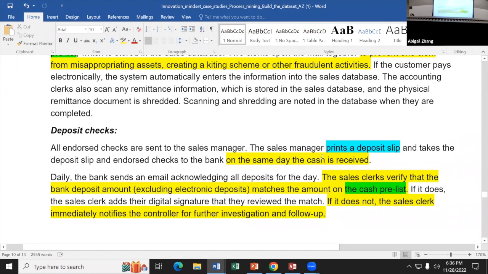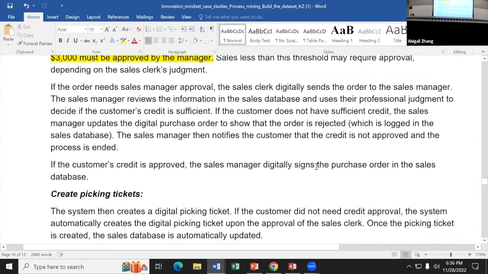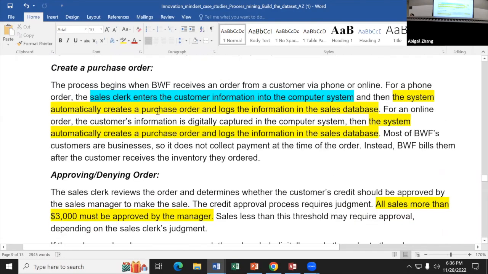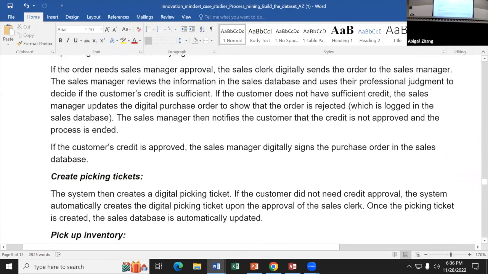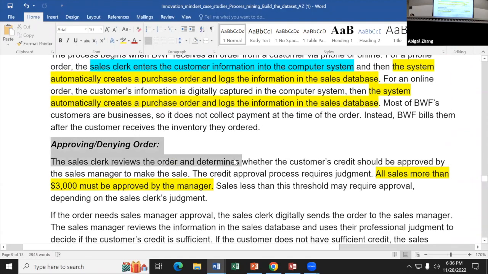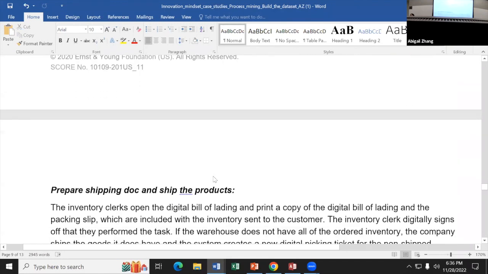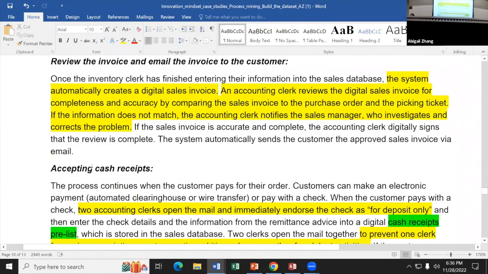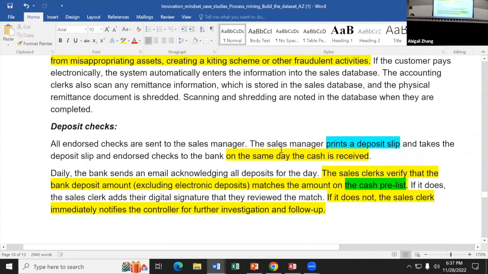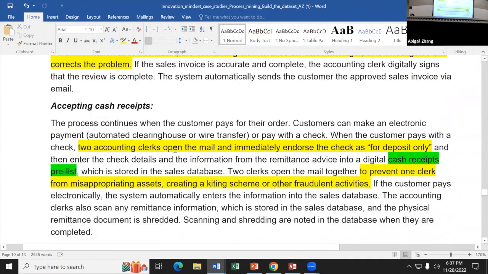If you are using process mining, you can follow an order to see if it goes through all these required activities. For example, does it go through the approving step? And are there two clerks opening the mail when the cash is received for that order? That's the power of process mining, because you can visualize what happened to that transaction, whether it goes through each individual control activity.